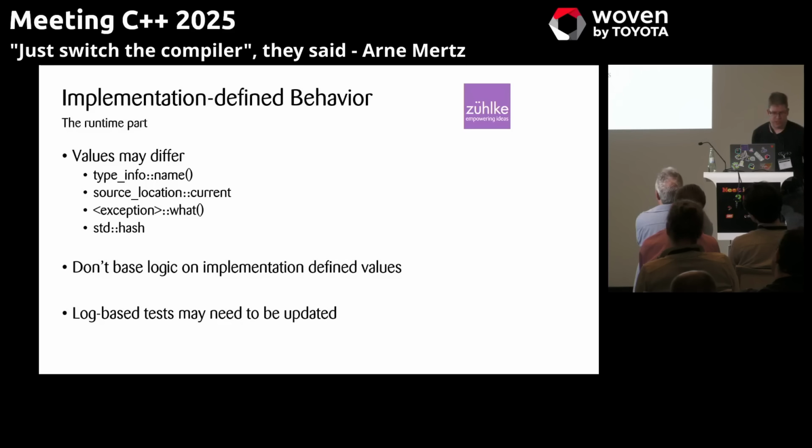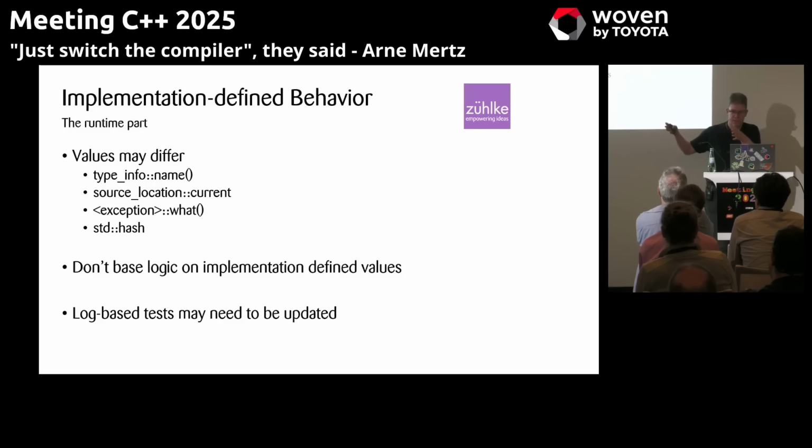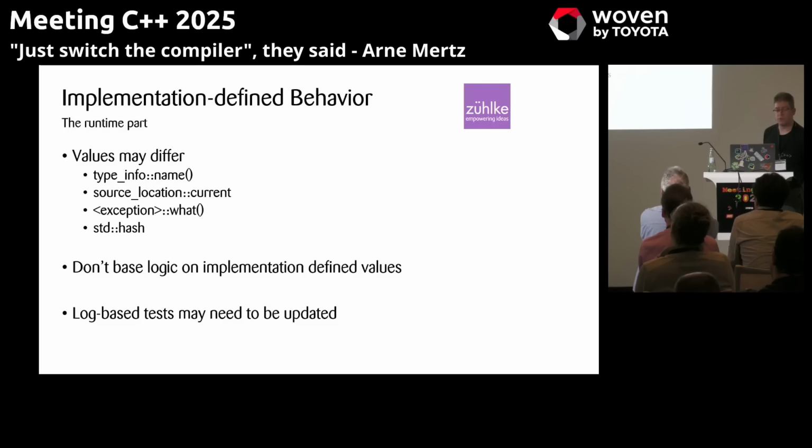There's implementation-defined behavior, the runtime part. For example, what type_info name returns, or what source_location current returns, the exact formatting. Those are strings that you get. I would say it's mostly debug information. If you rely on those, maybe in your tests, you probably get errors because they won't match what you expect on the new compiler.